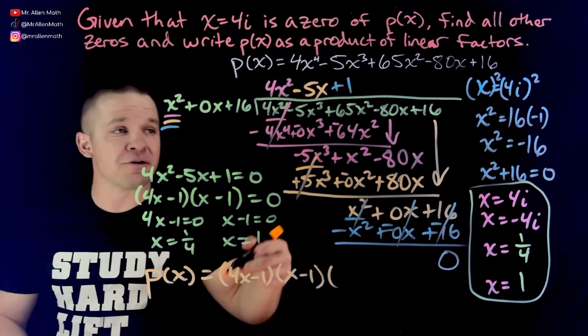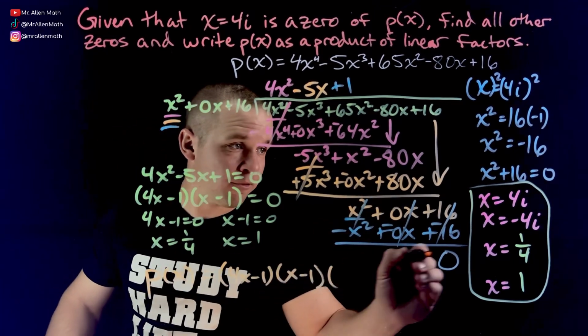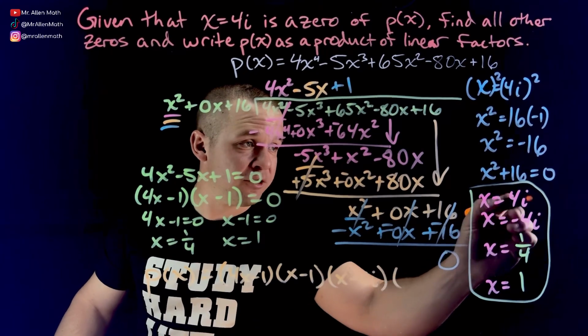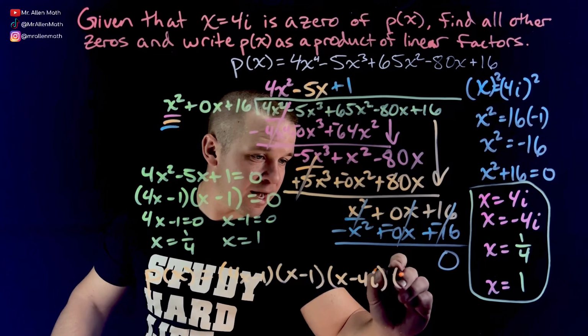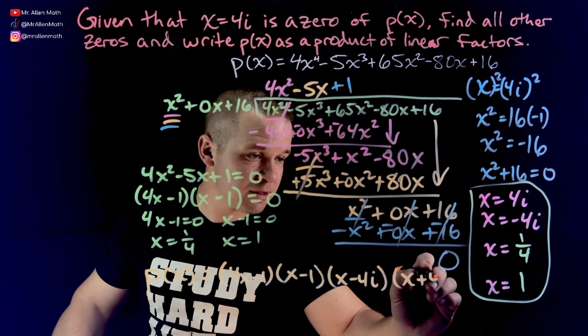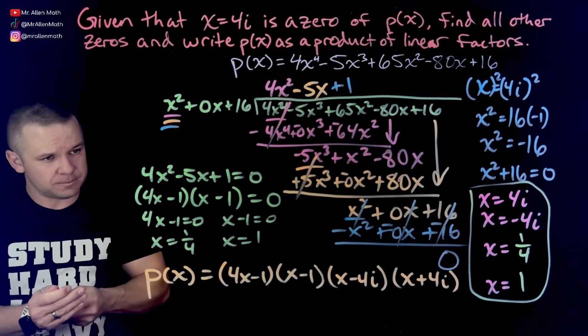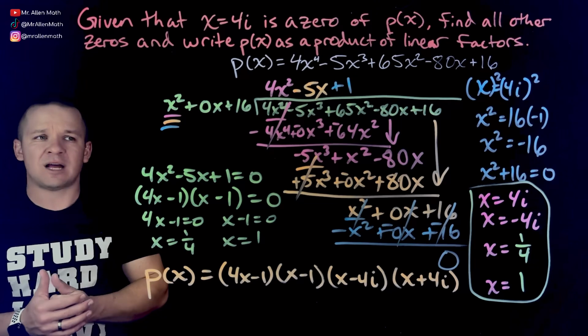And then my other linear factors are going to be, well, x minus 4i. And so that was for this one here, x minus this. And then x minus this would be x minus negative 4i, so x plus 4i. These would be your linear factors, all right? All right, there we go. We got it all. Nice.